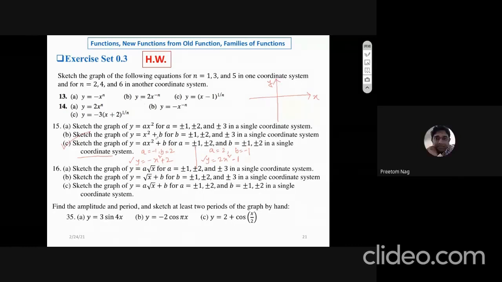2 units up. So this is the graph for y equals minus x square, and if we shift this graph 2 units up, then this one will be minus x square plus 2. y equals minus x square plus 2.